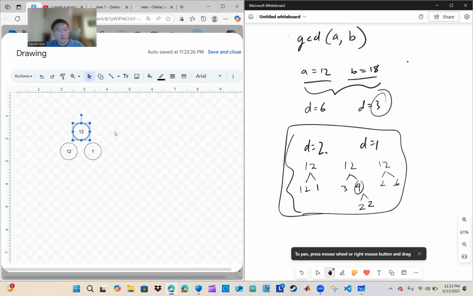Huh, doesn't do that with this one. Okay. 3 and 4. We can just make lines like this. All lines.